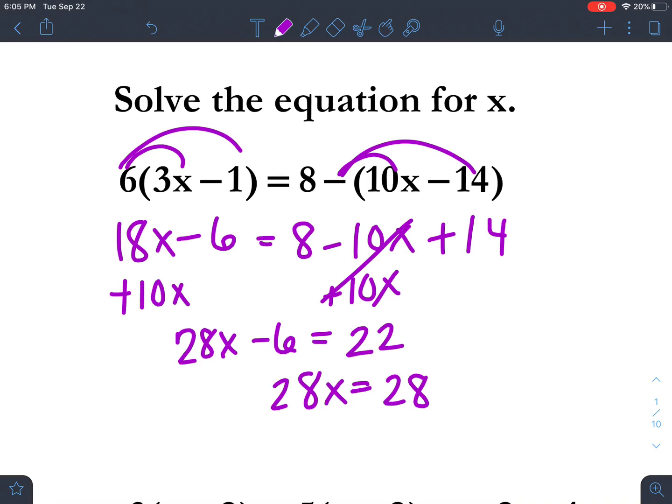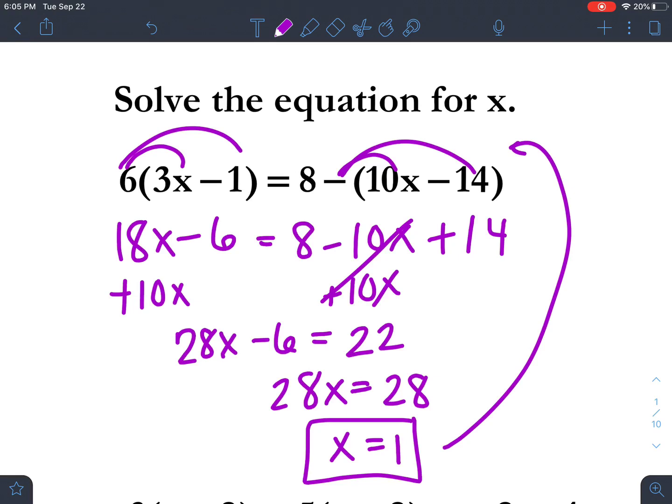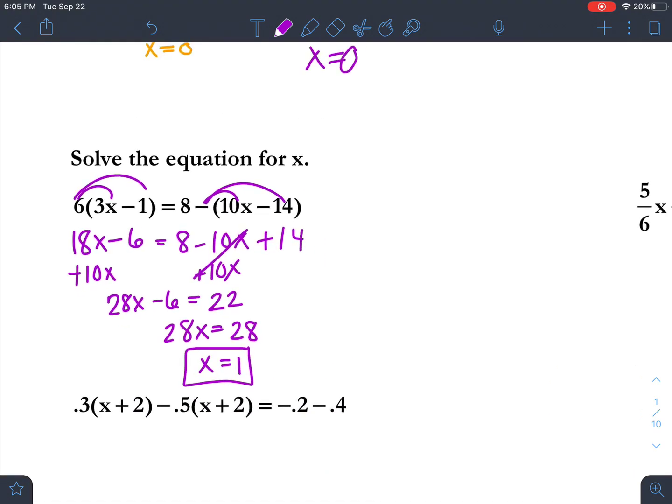And as you guys are solving this, no matter what steps you took, hopefully you're with me here, 28x equals 28. We divide by 28 on both sides and we get x equals 1. How do we check these answers? You guys always like having that check, right? Take x equals 1, plug it into the original, and make sure it's a true statement. I always encourage that for a quiz or test.